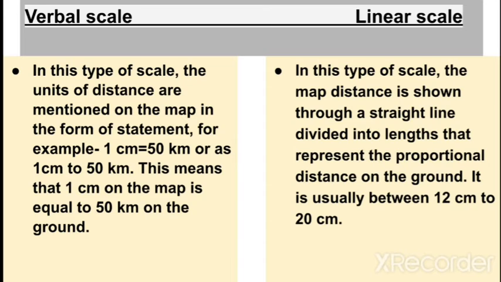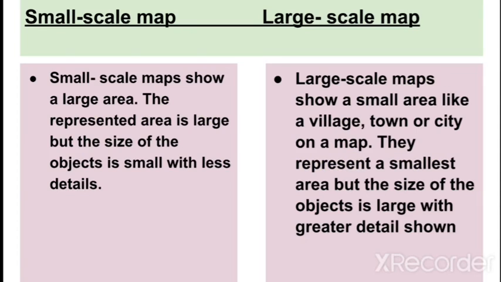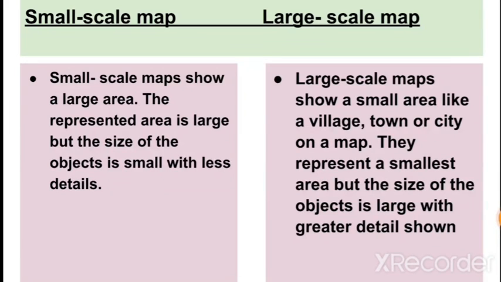In linear scale, you will write, in this type of scale, the map distance is shown through a line that represents the proportional distance on the ground. It is usually between 12 centimeter to 20 centimeter. Next, differentiate small scale map and large scale map. So, in the small scale map, you will be writing, small scale maps show a large area. The represented area is large, but the size of the objects is small with less details.